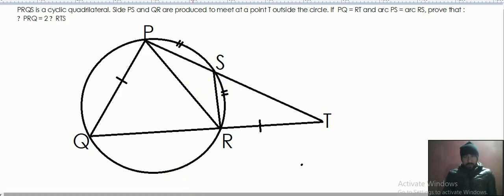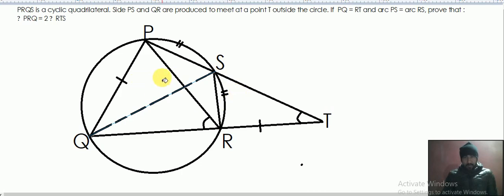Next, we need to prove that angle PRQ is twice angle STR. Regarding angle PRQ, this is an inscribed angle that lies on the arc PQ. But angle STR is neither an inscribed angle nor a central angle. So besides the properties of circle, we need to move on to the property of congruency also. In order to use this, since PS is equal to SR, we need to draw a construction, that is QS.